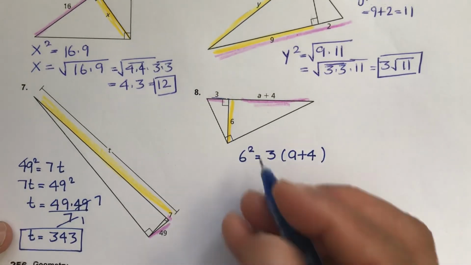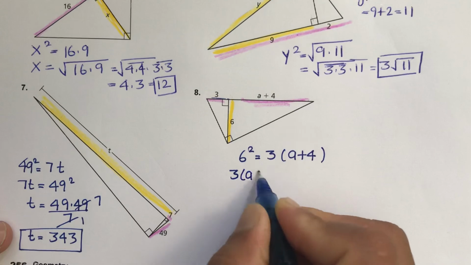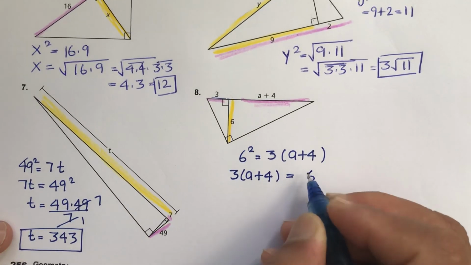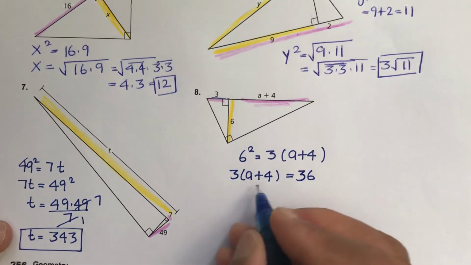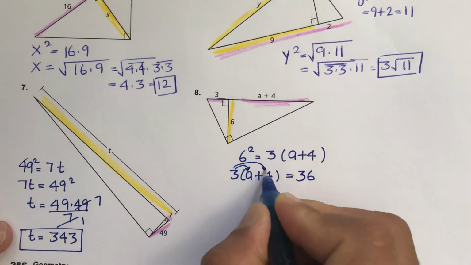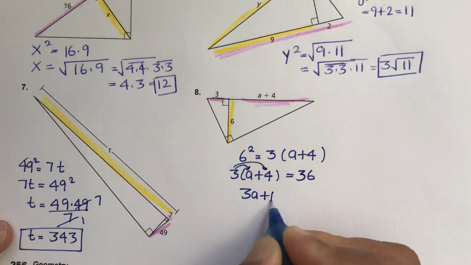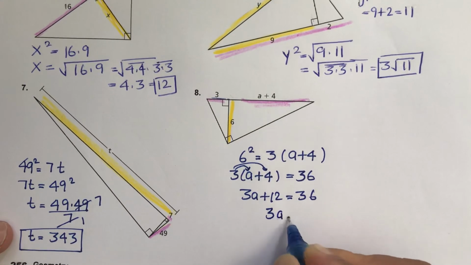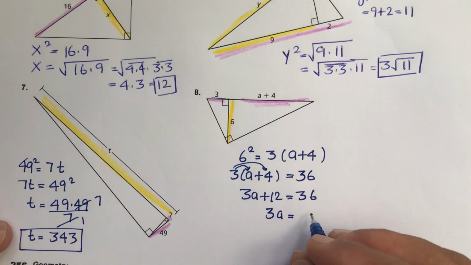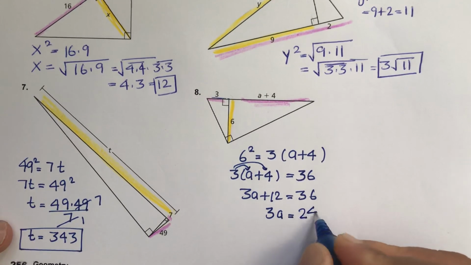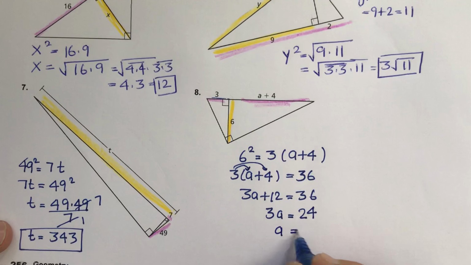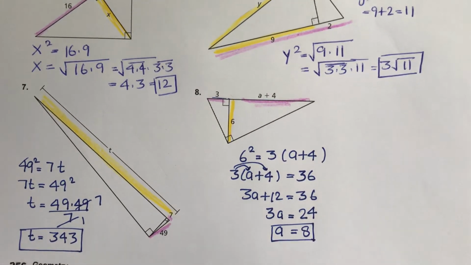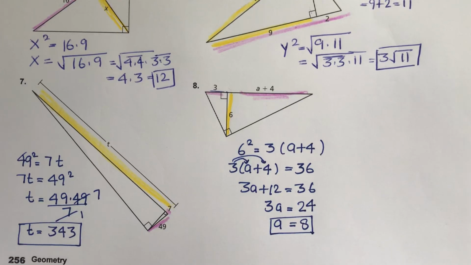And let's switch the sides. I like the variable on the left hand side, and that's 6 times 6. You make it 36. And then distribute it. 3a plus 12 is 36. Subtract 12 from both sides. 36 minus 12 you get 24. And a is 8. Divide both sides by 3. Your a is 8. I hope you get it.